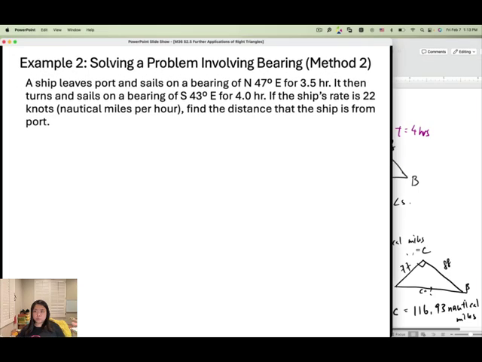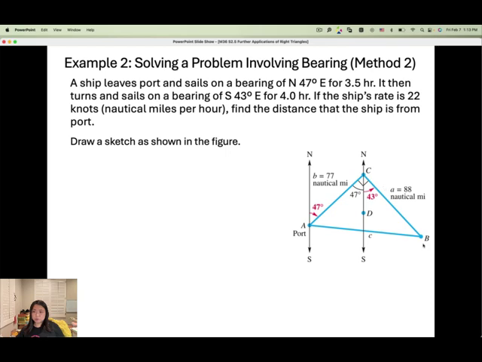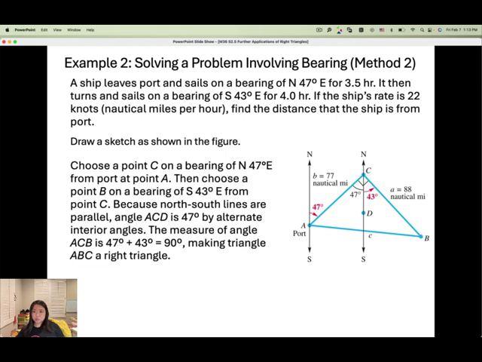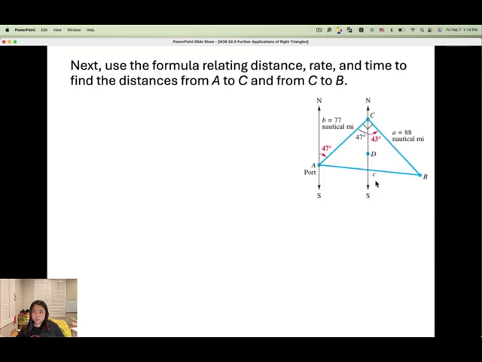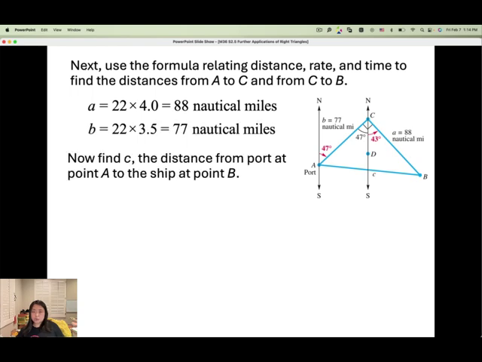Check the work from the PowerPoint. I will have this picture here, and then we figure out angle C here, that'll be 90 degrees. So we can calculate the A and the B, and then use the Pythagorean theorem to calculate the C here.